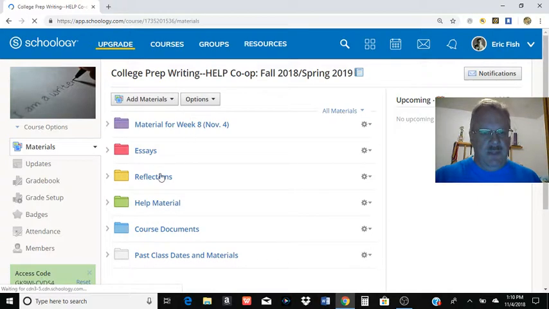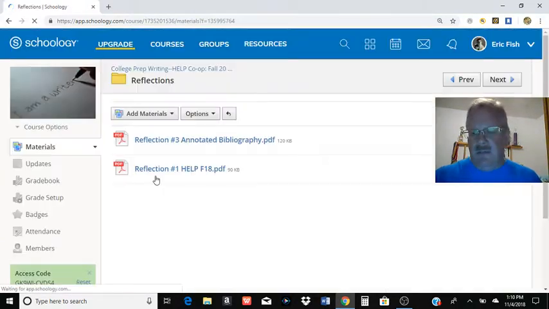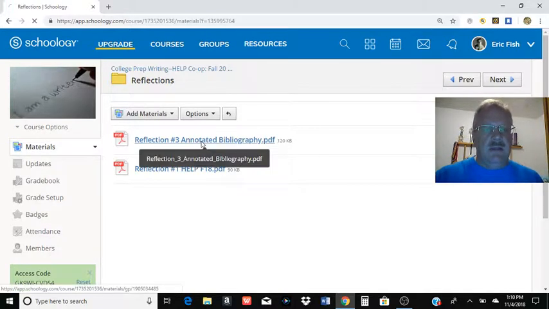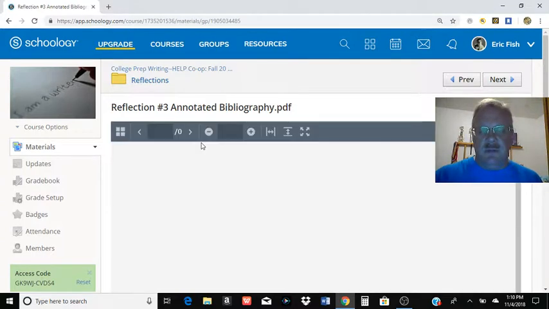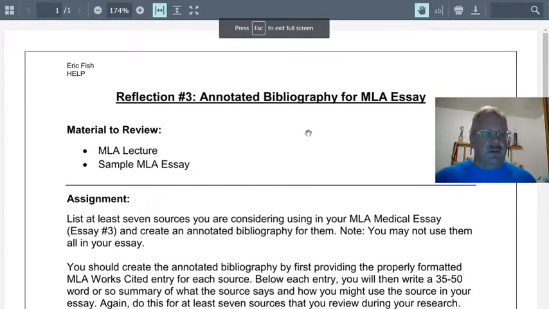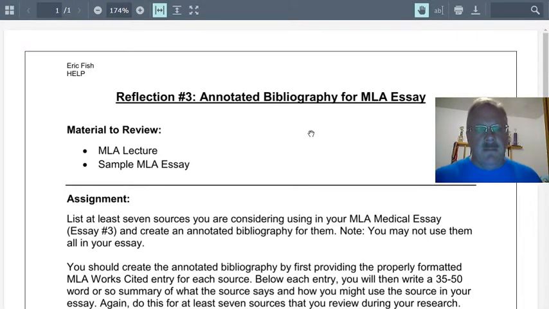For the reflection, and this is what's going to be due next Monday, the 12th, you're going to do an annotated bibliography. What this means is you've kind of chosen your topic and you're starting to research it. One way to narrow your topic is to start doing research and see what you might want to focus on a little bit.